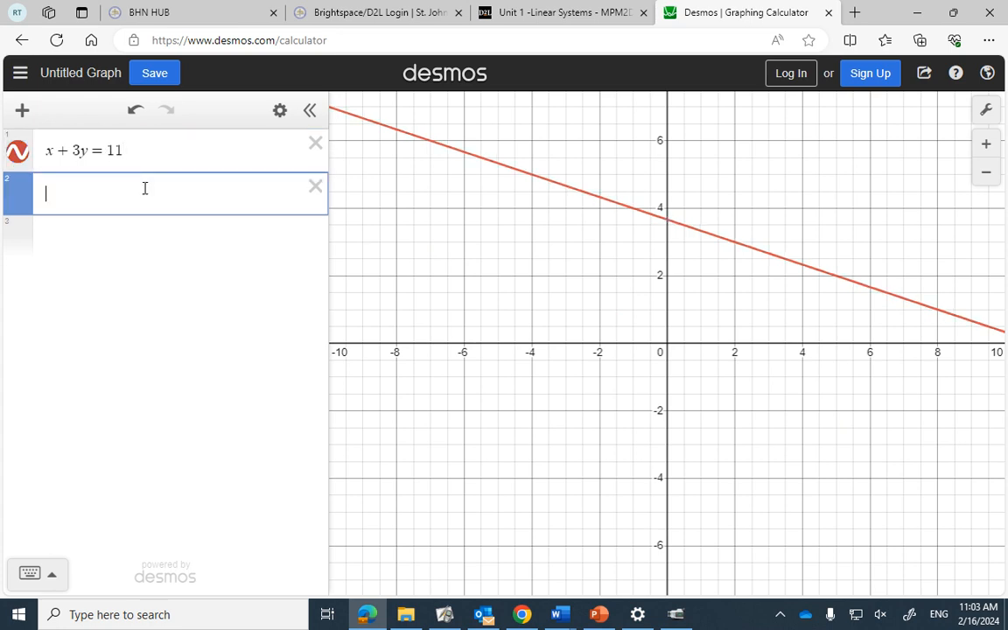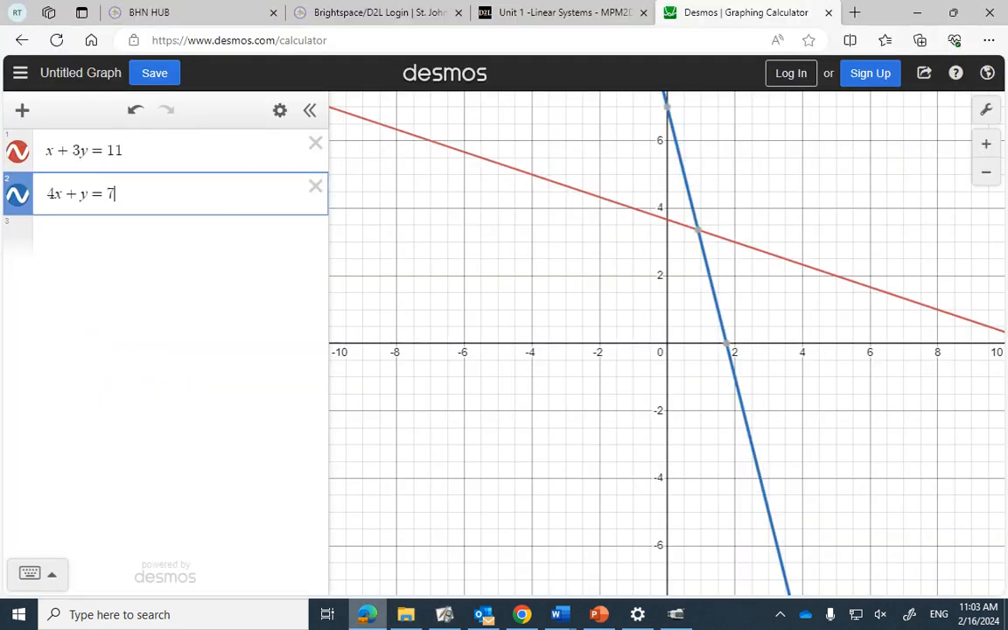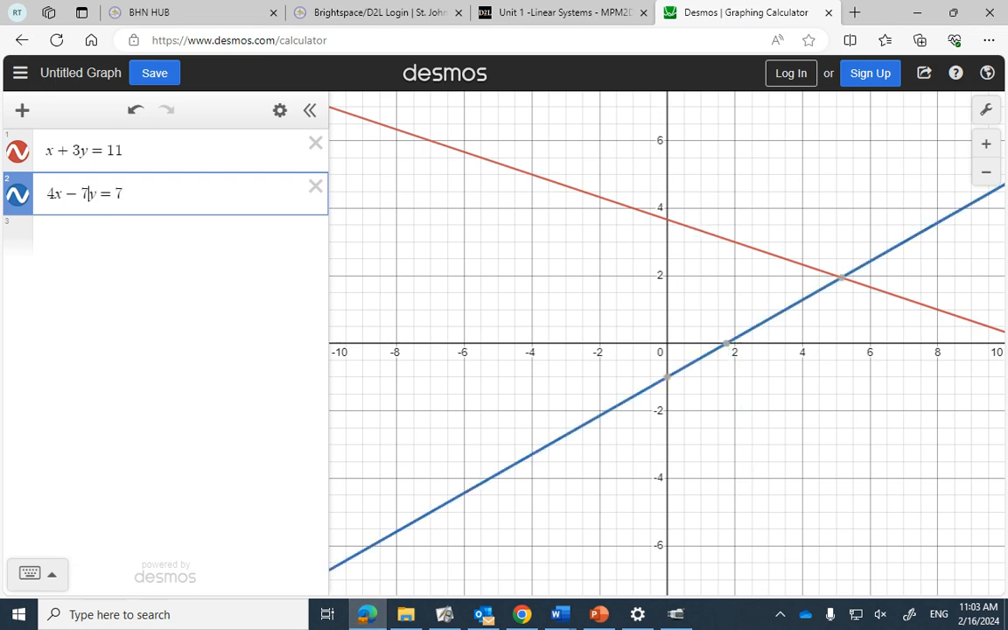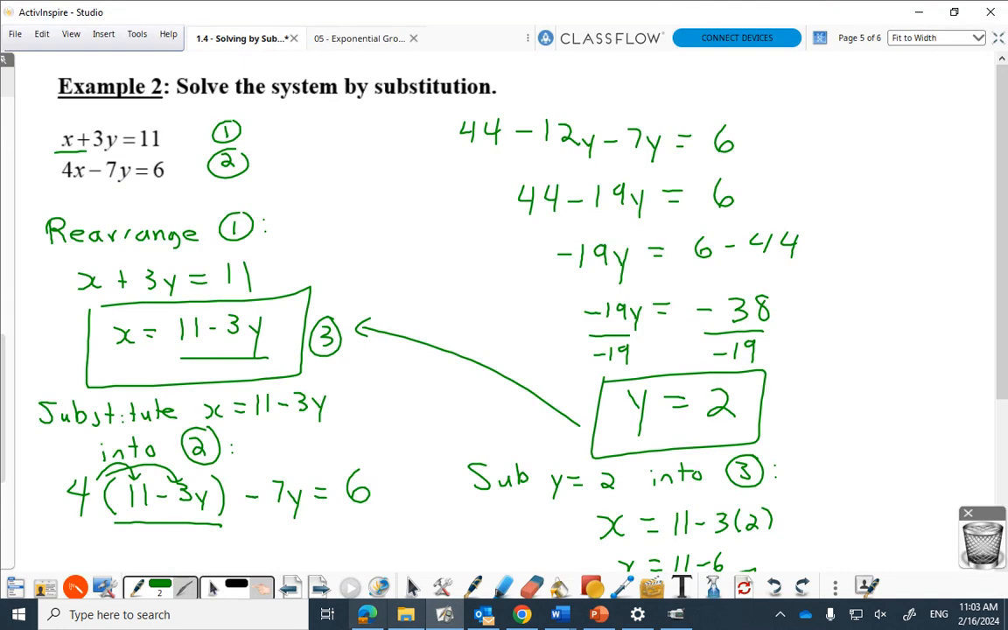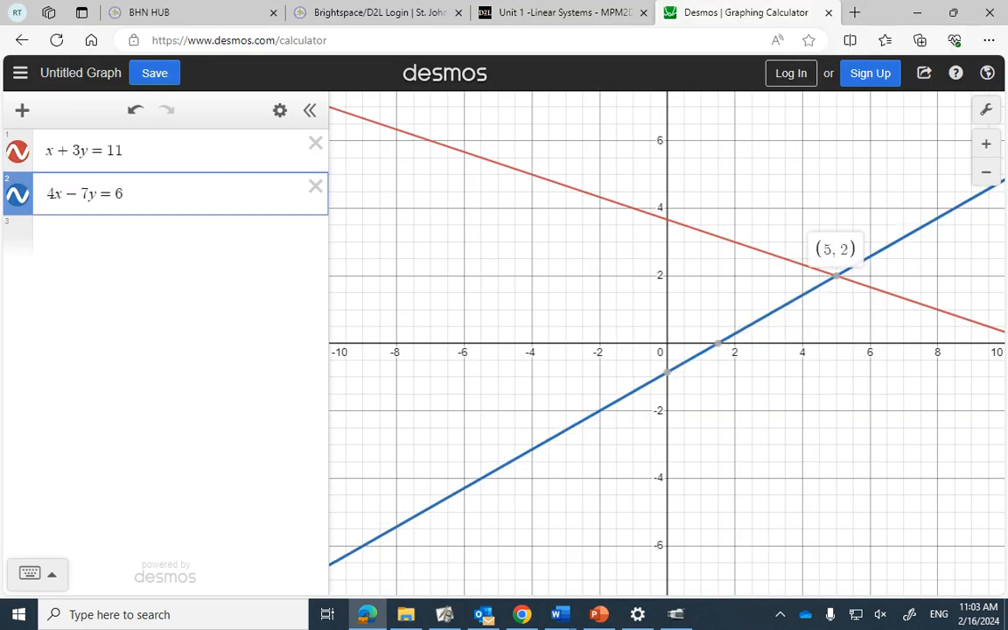And on Desmos, if I go and just click on that point, see, it knows what I'm looking for. Something's wrong. Look it, something's wrong. This is exactly why we do this. X plus 3y equals 11. 4x minus 7y. I don't know if I heard you wrong or what, but there it is. And then if you click on the, something's still wrong. X plus 3y equals 11. It's 6. 4x minus 7y equals 6. And then if I click on that point, it shows the point 5, 2. Yeah?